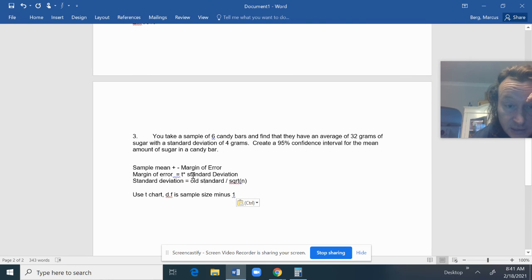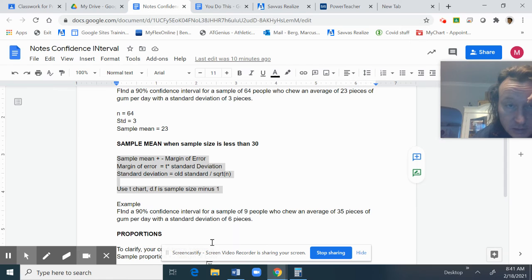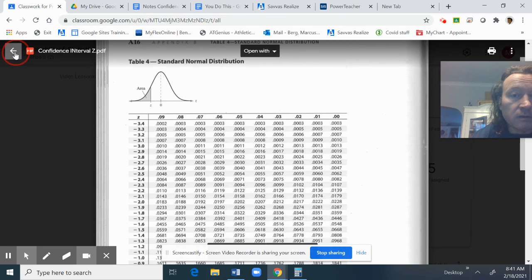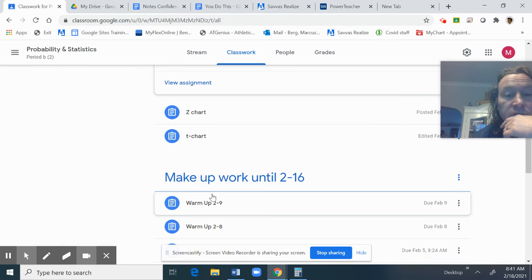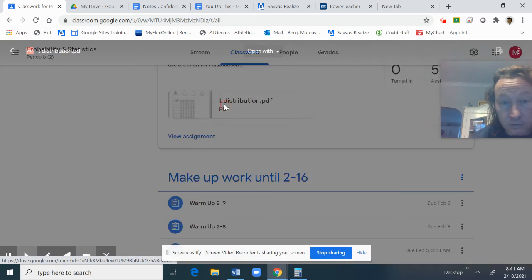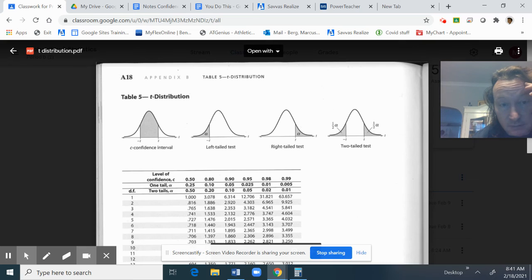But here we have to use the t-chart. So the t-chart is back in classwork. We're not using this one. We're using the t-chart, and the confidence level on the t-chart you will see on the top. We want it 90 here, level of confidence. We want 95%. What is degrees of freedom?